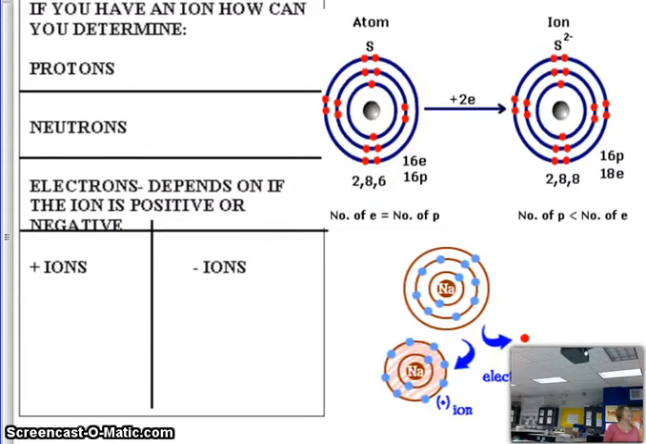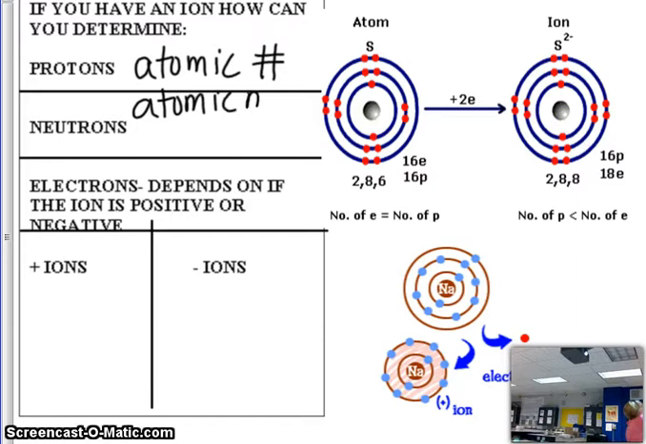So if you are an ion, then how do you find protons? You find protons the same way no matter what. Protons are the atomic number, so it's the same. How about neutrons? Again, neutrons are the same. So you take the atomic mass minus the atomic number for neutrons.